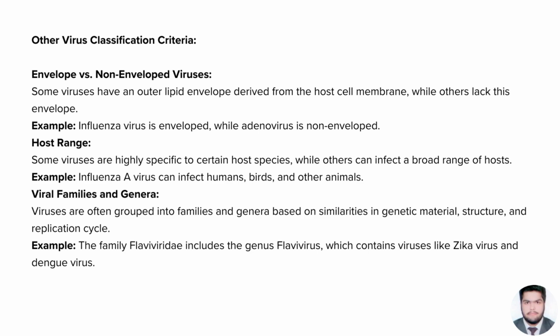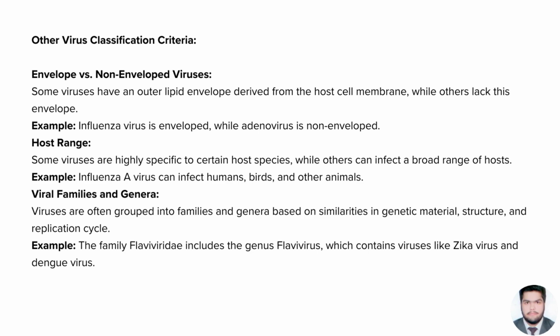Other viral classification criteria. Enveloped versus non-enveloped viruses. Some viruses have an outer lipid envelope derived from the host cell membrane, while others lack this envelope. For example, influenza virus is enveloped, while adenovirus is non-enveloped. Host range. Some viruses are highly specific to certain host species, while others can infect a broad range of hosts. Example: influenza A virus can infect humans, birds, and other animals.